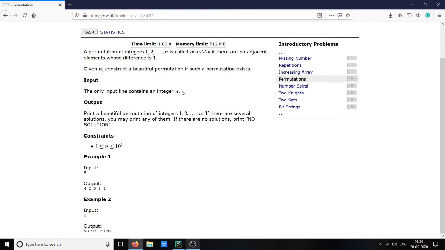We will be given a single integer input n. What we have to do is find a permutation such that no two adjacent elements have a difference of 1. Like, if the input is 5, the output is 4 2 5 3 1. Here no two adjacent elements have a difference of 1; the minimum difference is 2. And if no such permutation exists, then we have to print no solution.